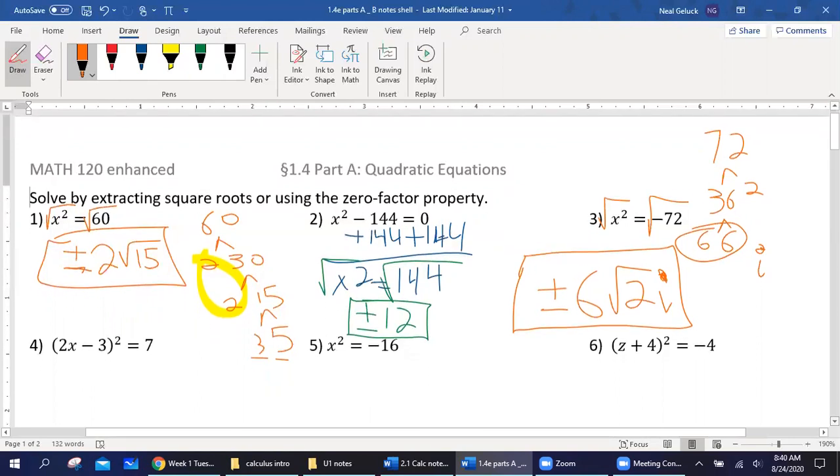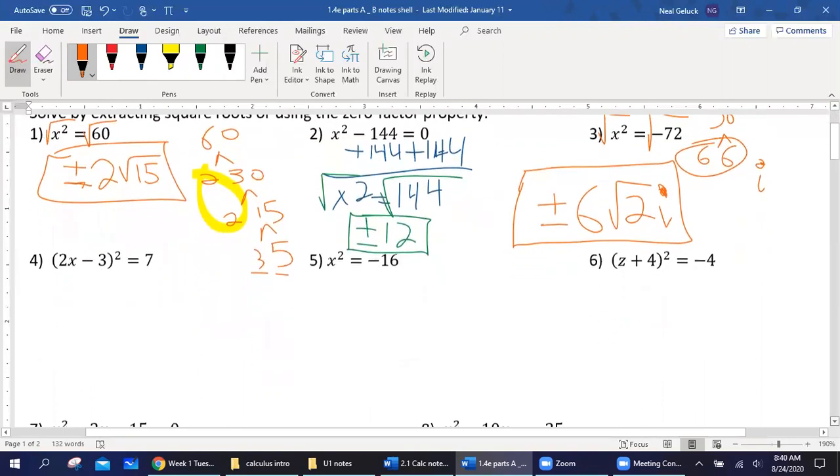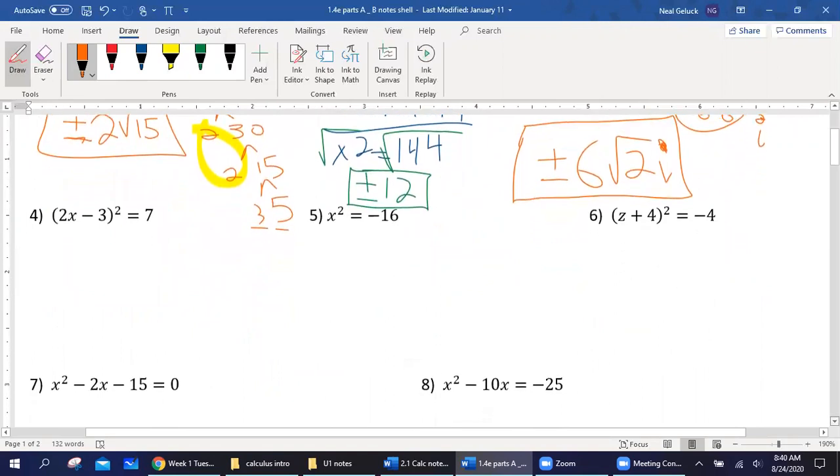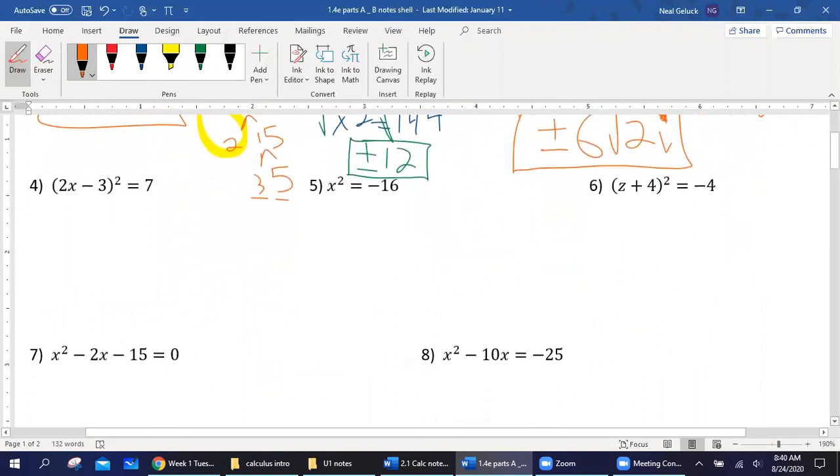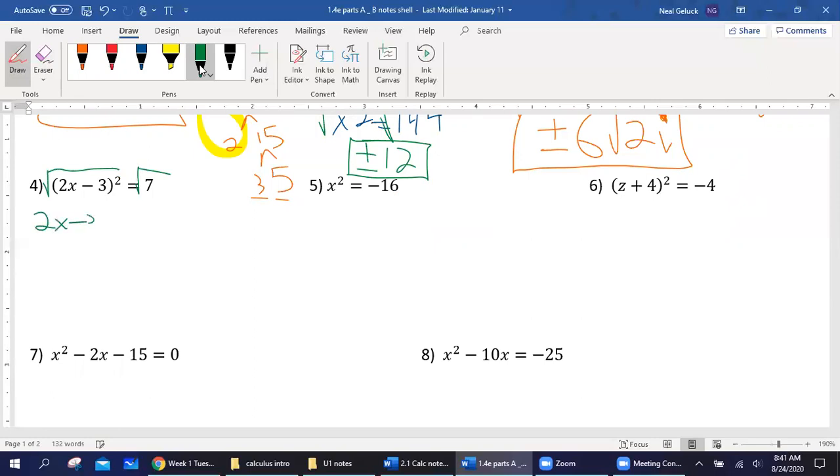For number 4, definitely looks a little stranger, but I still can take the square root of both sides. It's just going to take a little more work afterwards. So if I square root both sides, I've got 2x minus 3. Still plus or minus. Root 7 I can't really do anything with. Notice though that x is not by itself yet. So I just have to keep working through this problem.